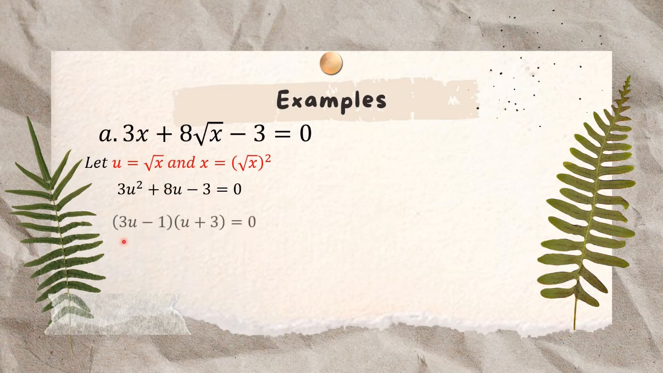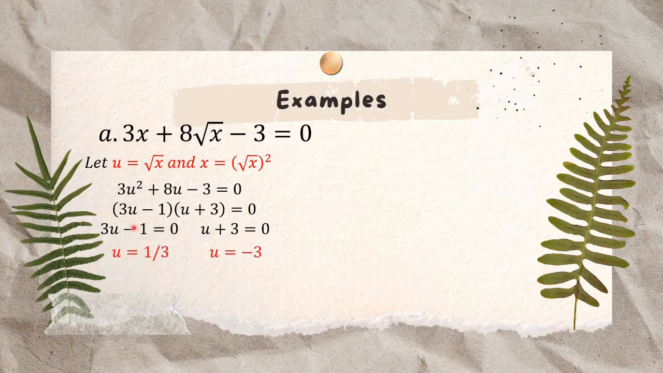And then, factor po. We have the quantity 3u minus 1 times u plus 3 is equal to 0. And then, equating each factor to 0, we have 3u minus 1 is equal to 0 and u plus 3 is equal to 0. Then, u here, in this first factor, is equal to 1/3, since we moved the negative 1 to the right, it became positive, then divided both sides by 3, so it became 1/3 po. And the other factor, u plus 3 is equal to 0, the value of u will become negative 3 po.